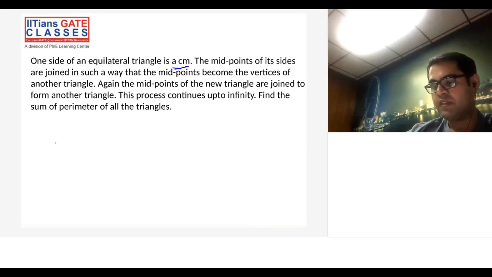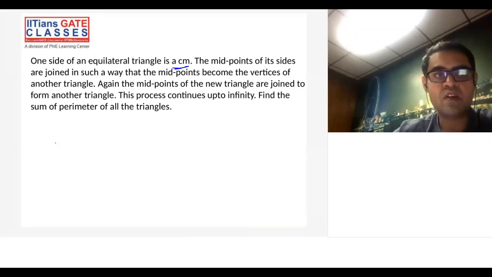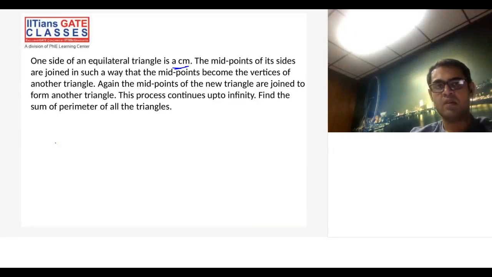The midpoints of its sides are joined in such a way that the midpoints become the vertices of another triangle. Again, the midpoints of the new triangle are joined to form another triangle. This process continues till infinity. So you have to find the perimeter of all the triangles. Okay. Now go ahead and try the problem.